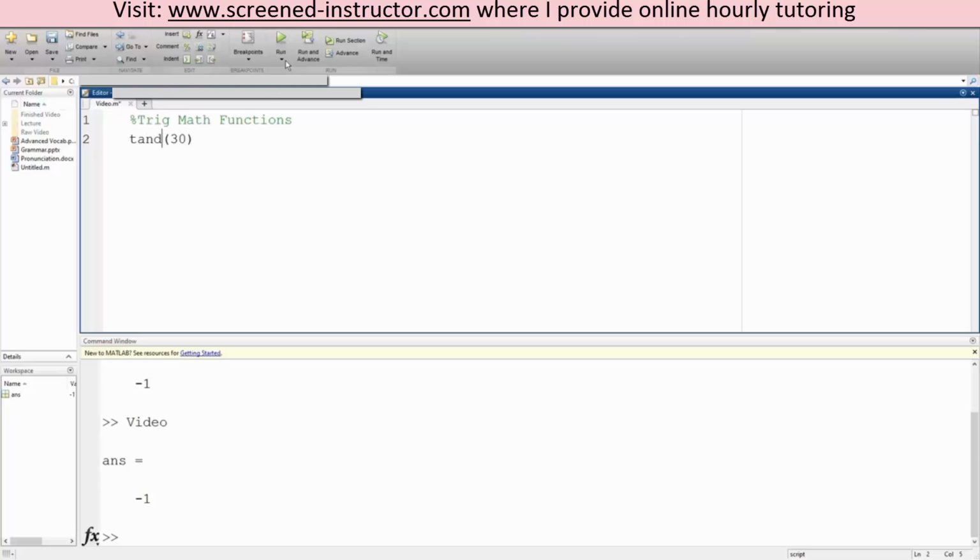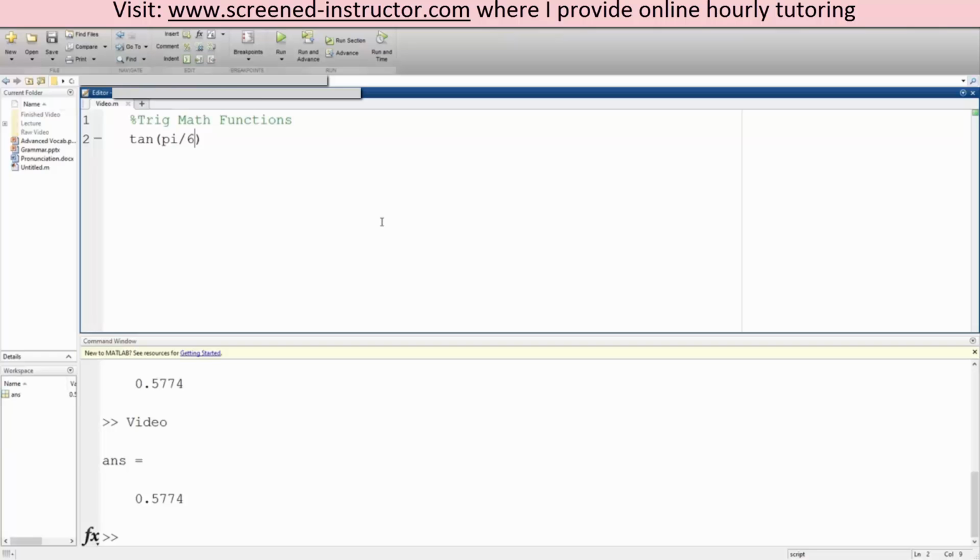Oh, but tand for degrees. And if we want to do radians, you can do, let's say, pi over 6. And likewise, the same thing applies for cotangent. But that's just a couple of MATLAB's trig functions.